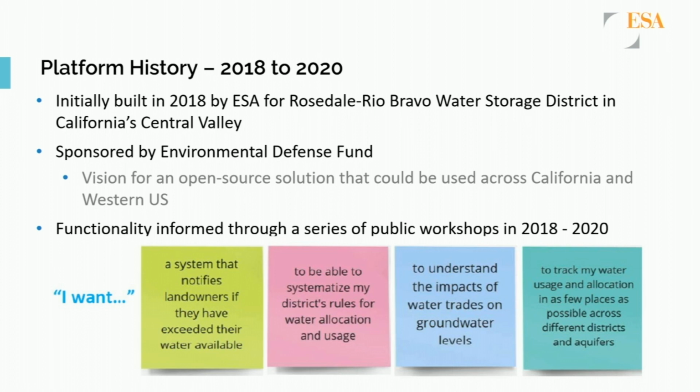So here's a little bit of platform history. Originally, it was built to help a local groundwater sustainability agency, or GSA, implement a water accounting framework as part of the response to California's SGMA Act. It was originally sponsored by the Environmental Defense Fund, and it was built specifically for the Rosedale Rio Bravo Water Storage District in California's Central Valley. We conducted a bunch of public workshops between 2018 and 2020 to figure out what we needed to prioritize and build.